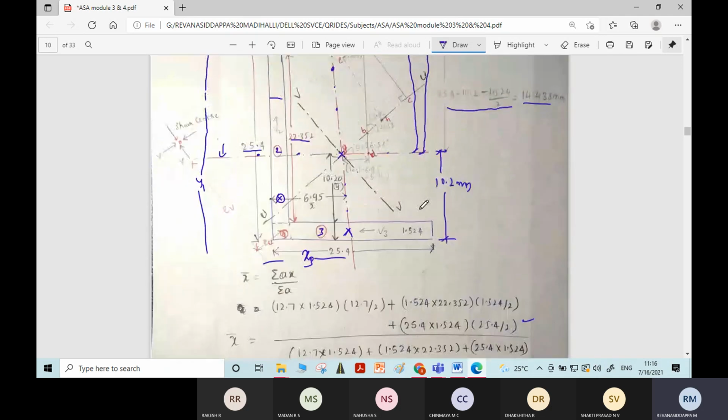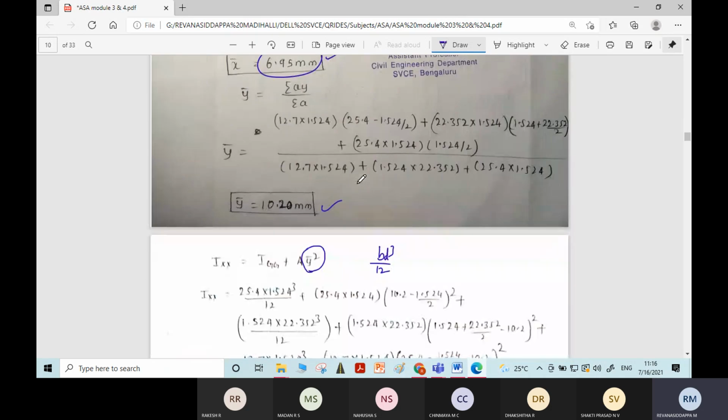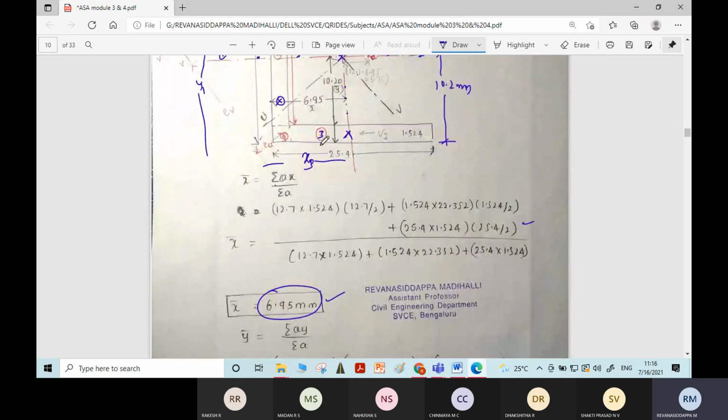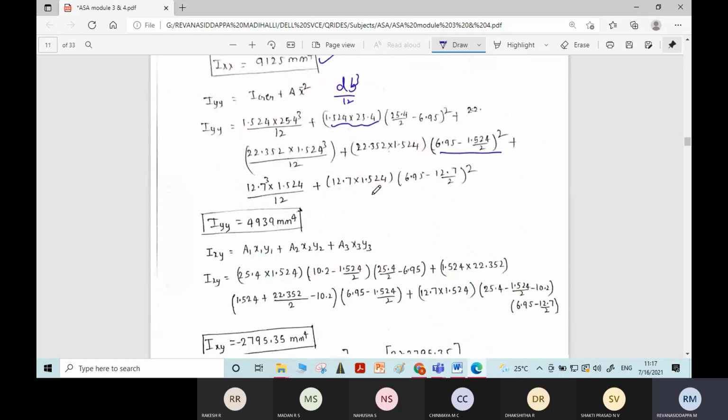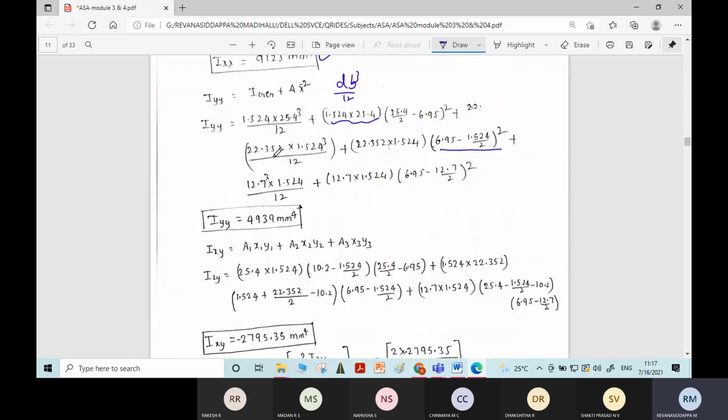Similarly, for rectangle 3, if you want to do the calculation, distance of center of rectangle 3 from y axis is 25.4 divided by 2, around 12.7 you will get. 12.7 minus 6.95 if you do, you will get distance between the centroids. Like that you need to calculate moment of inertia about y axis.